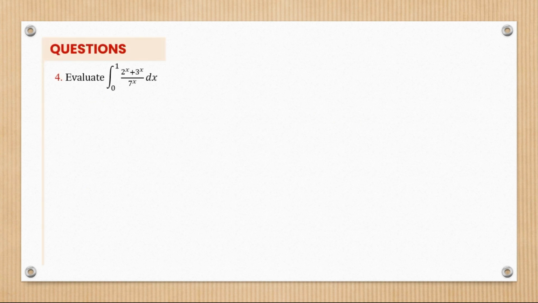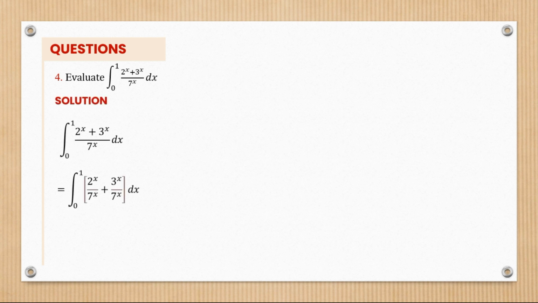So in question number 4, we're being told to evaluate this integral. Now this is actually a definite integral with an upper limit of 1 and a lower limit of 0. So we have (2^x + 3^x) over 7^x. This is an example of a constant that has a power in terms of x, as we've already seen. But let's work this out. Let's take it one step at a time.